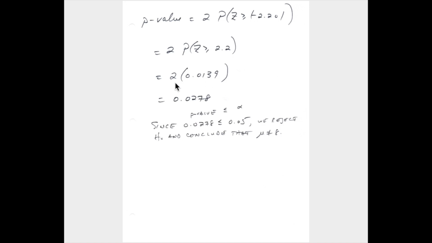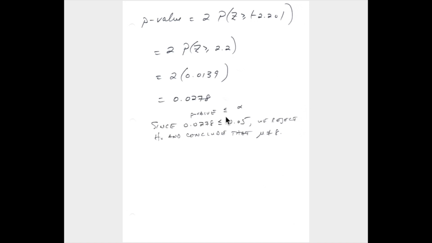And then we multiply that by 2. We get 0.0278, and so that is the p-value for this test. And then as we indicated when we talked about these things back in Module 3, the way that we use the p-value is to reject the null hypothesis if the p-value is less than or equal to alpha. So here's the criterion that we're looking for.